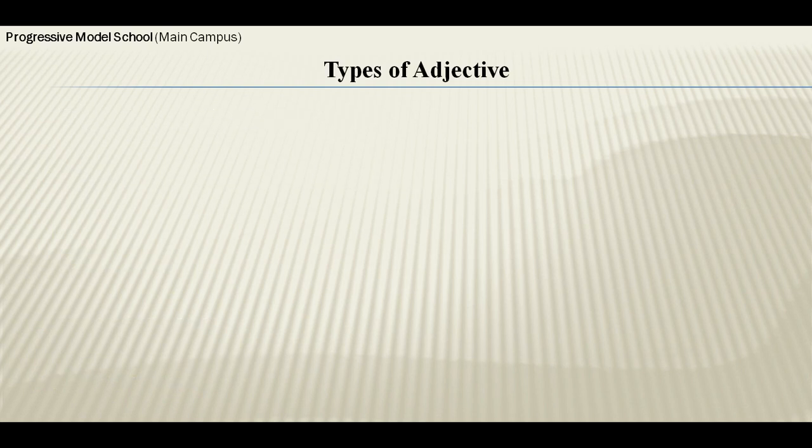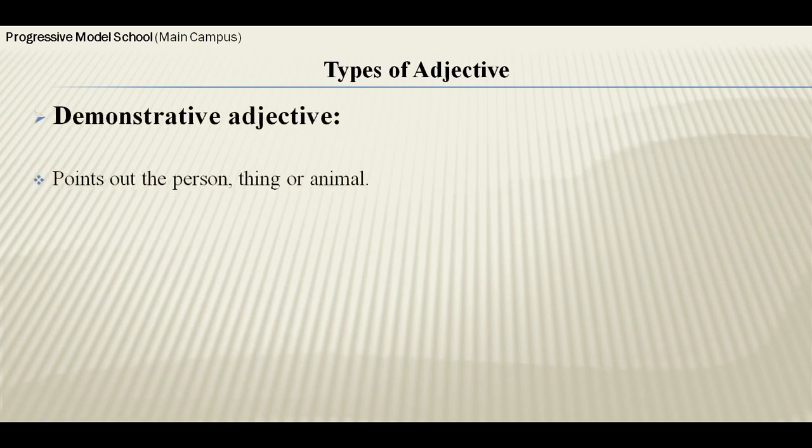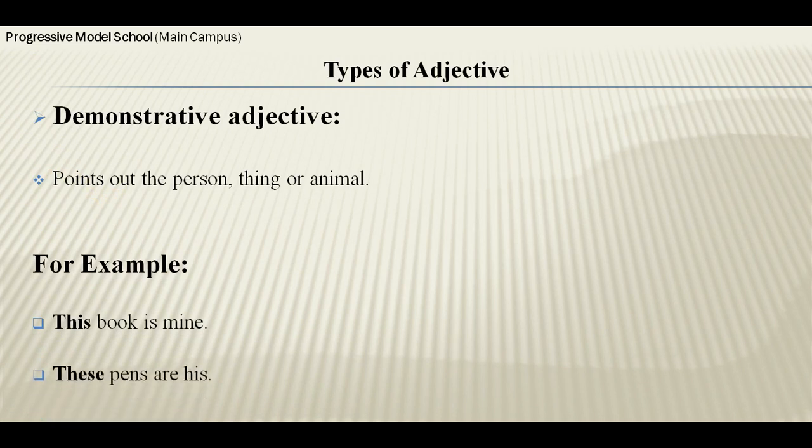Let's move towards the next type, demonstrative adjective. These are words that point out a person, thing or animal. Note the words point out. For example, this book is mine. Some other examples are, these pens are his, those houses belong to him.